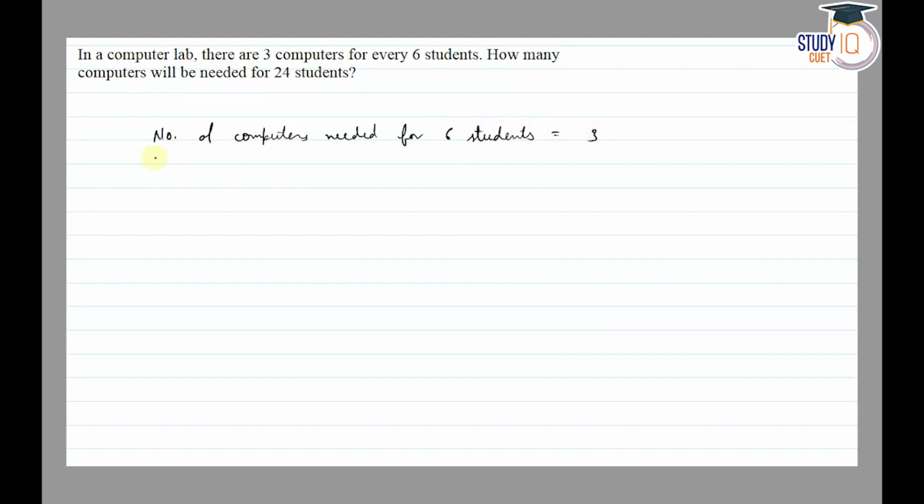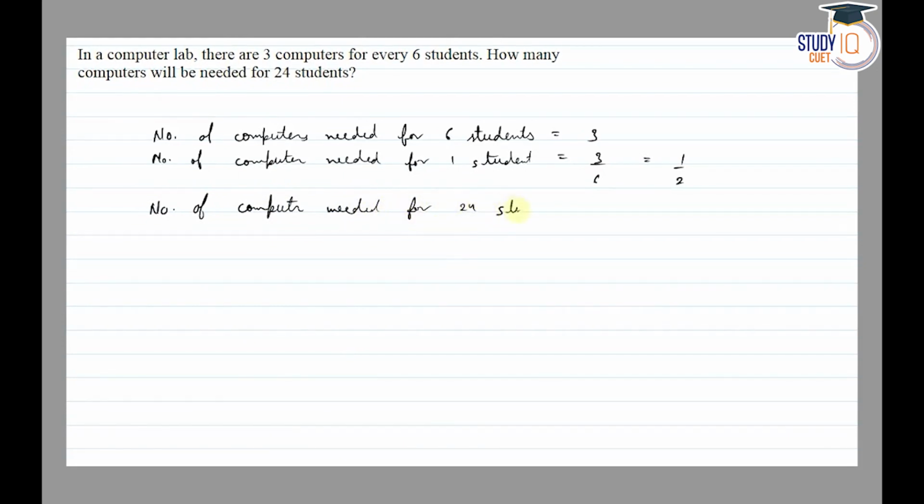तो हमारे पास number of computers needed for 1 student, 3 by 6 is equal to 1 by 2 and हमें फाइंड आउट करना है for 24 स्टूडेंट्स. सो यूनिटरी मेथड से हम इसका फाइंड आउट कर लेंगे कि 24 स्टूडेंट्स के लिए हाउ मेनी कंप्यूटर्स नीडेड फॉर 24 स्टूडेंट्स.